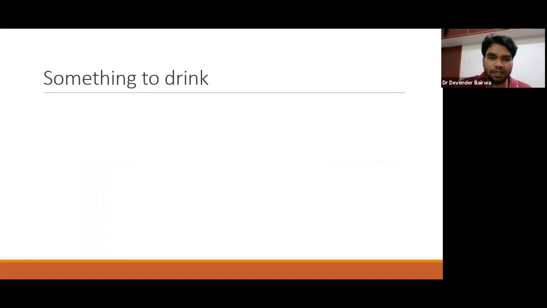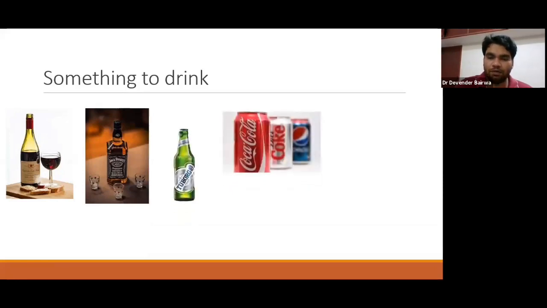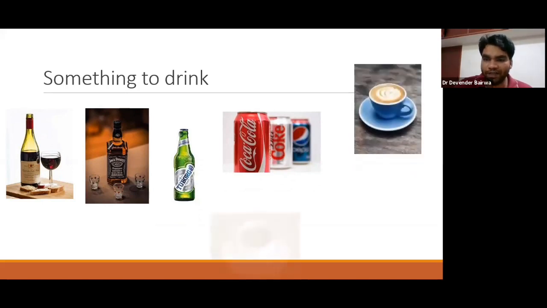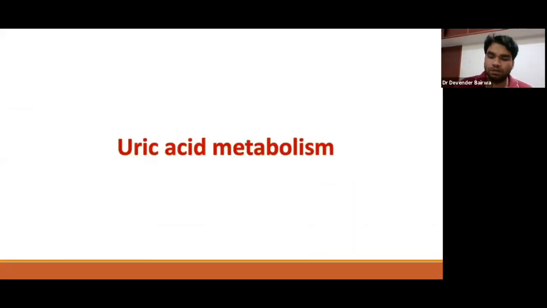Similarly, let's see what drinks there are. Liquor, wine, whiskey, beer, and sweetened drinks like Coke and Pepsi. Then we have coffee, tea, full cream milk, and also skim milk. Out of these drinks, the idea of this slide is to identify which drinks can increase the risk of hyperuricemia. So this was the case scenario.